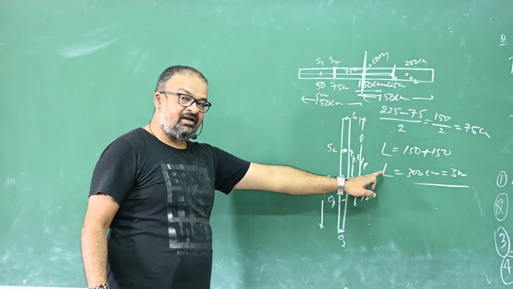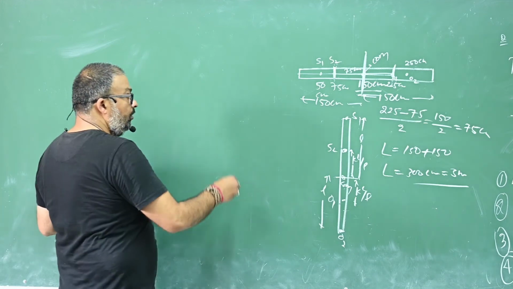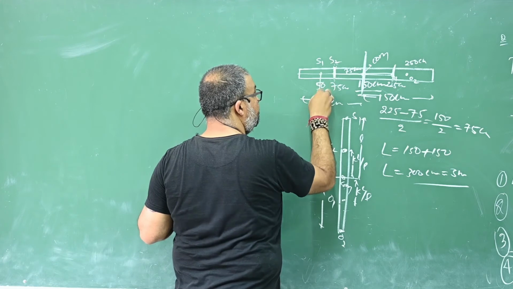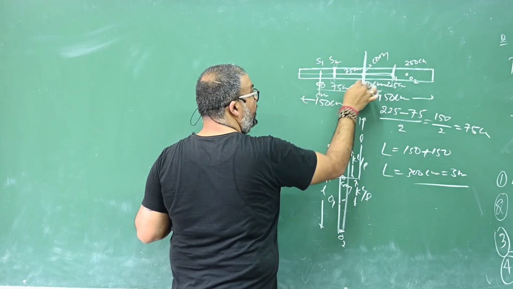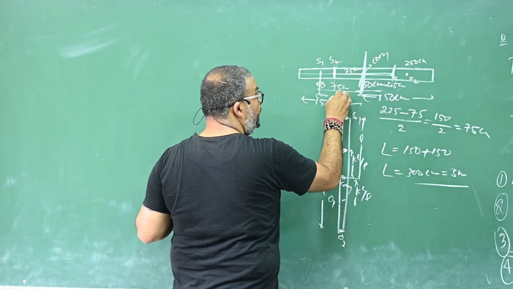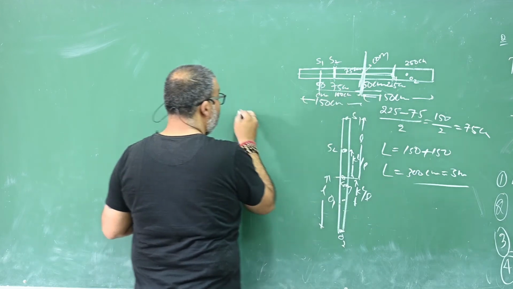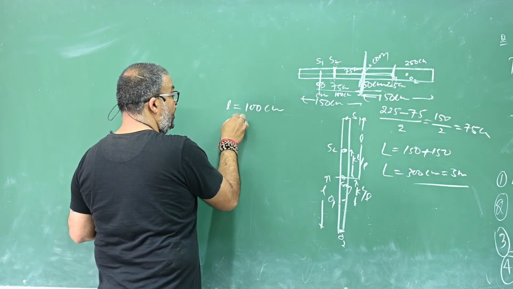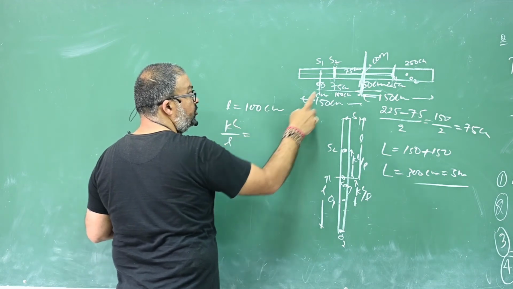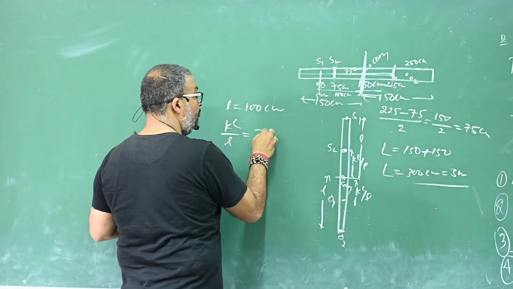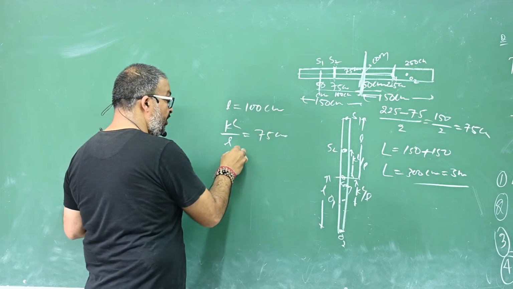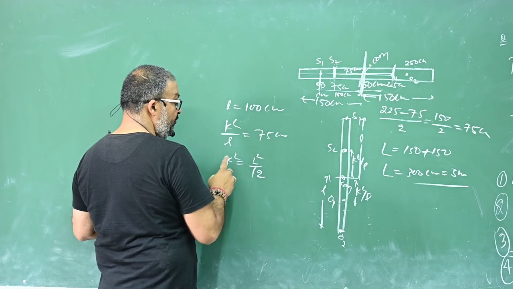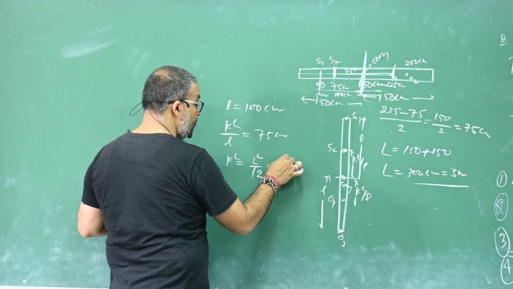we will check this length again, right? This distance is L. 50 and 150. Distance between 50 and 150 is 100 centimeter. So small l is equals to 100 centimeter. And k square by L is equals to 75 centimeter. Am I right? And k square for rod is written as L square by 12. Okay. So L square by 12 equals to how much?